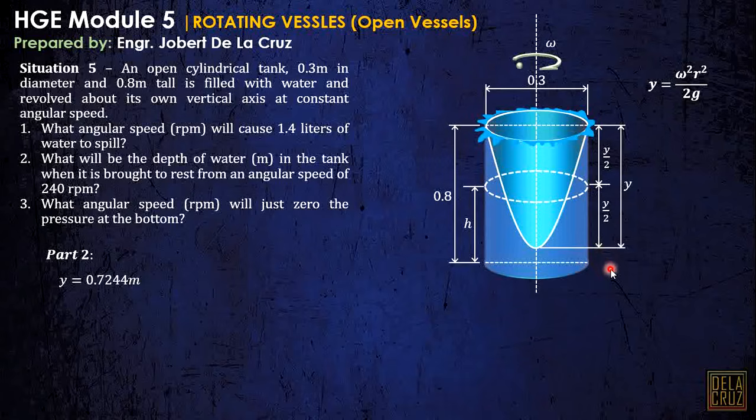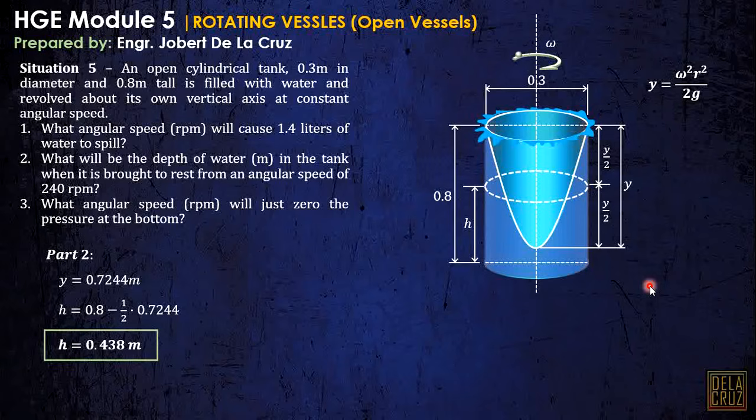Okay, so if we have the value of y here, then yung tinatanong is yung water level after siya umikot or become rest na siya, ito yung h natin. Ito yung tinatanong dyan. So, as you can see, that will be 0.8 minus y over 2. Okay, so we can just directly solve that. 0.8 minus y over 2 or 1/2 of that y. That is 0.438 meters. And that is the answer.